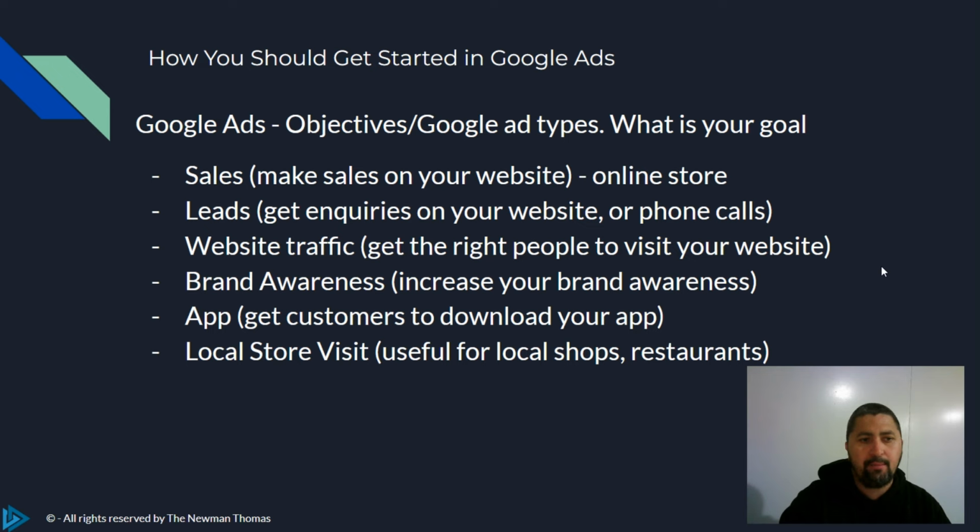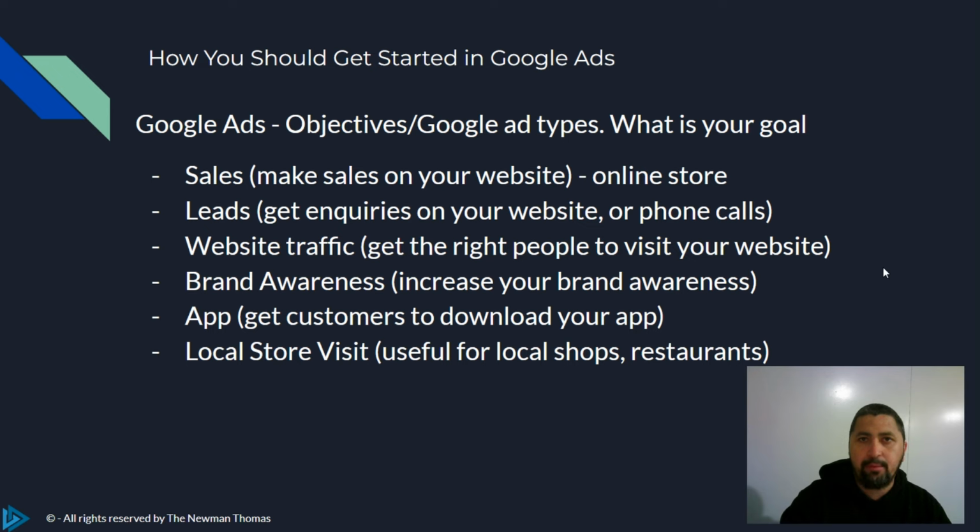The third ad type is website traffic. As an example, if you are running an affiliate marketing, dropshipping or AdSense business where you're going to get money with regards to people clicking on your affiliate links with your blogs, then maybe website traffic is the right Google ad type for you.